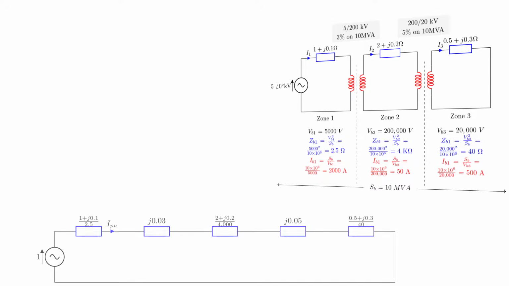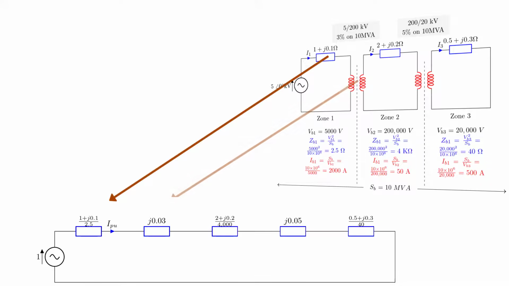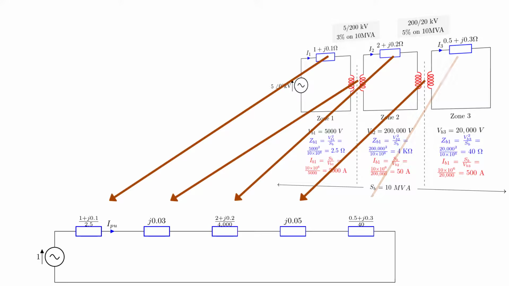And here you can see that we just need to slot the transformers into our per unit equivalent circuit. The 3% transformer becomes J0.03 and the 5% transformer becomes J0.05. But this is only because we have the convenient case of the transformer nameplate information matching our system base. What happens if they don't match?